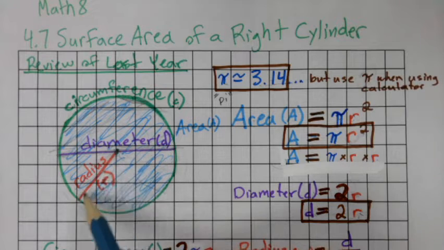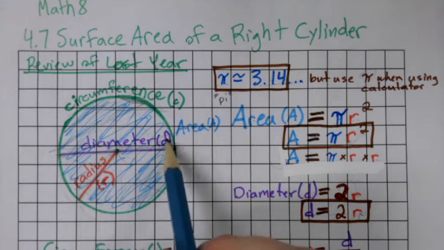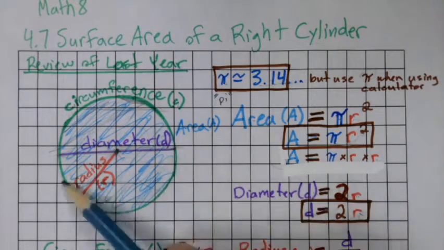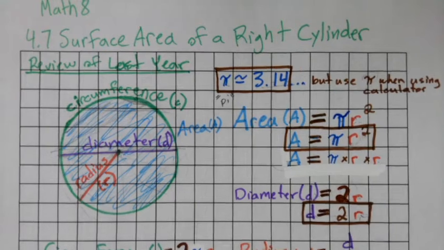The radius here goes from the edge to the center of the circle, and that's used r. Diameter was d, radius is r. And then there's this blue shaded in area, two-dimensional space, which would be the area of the circle.